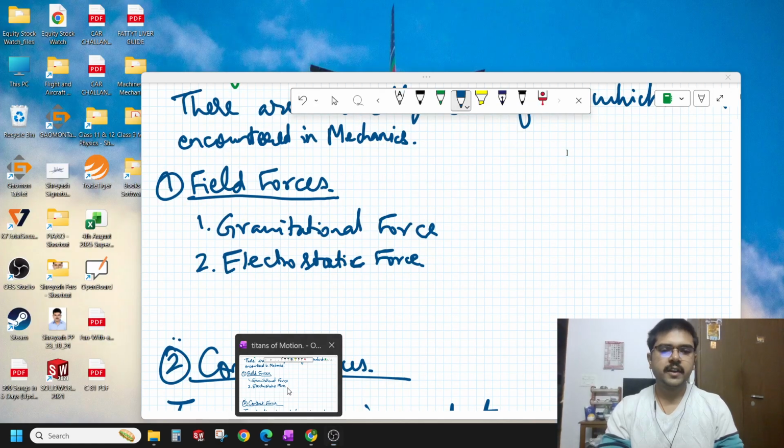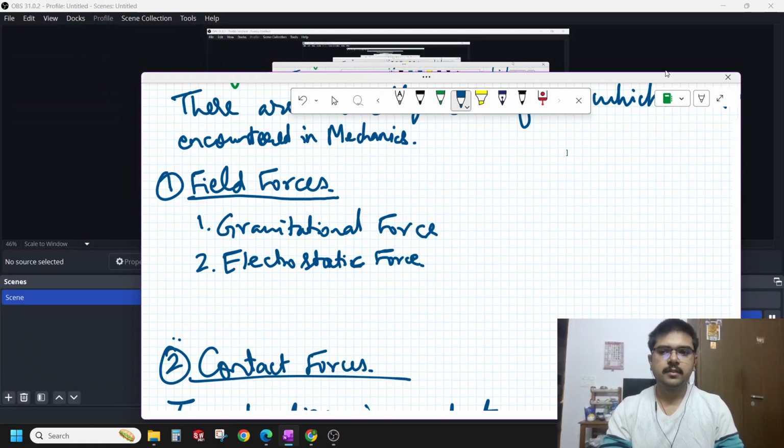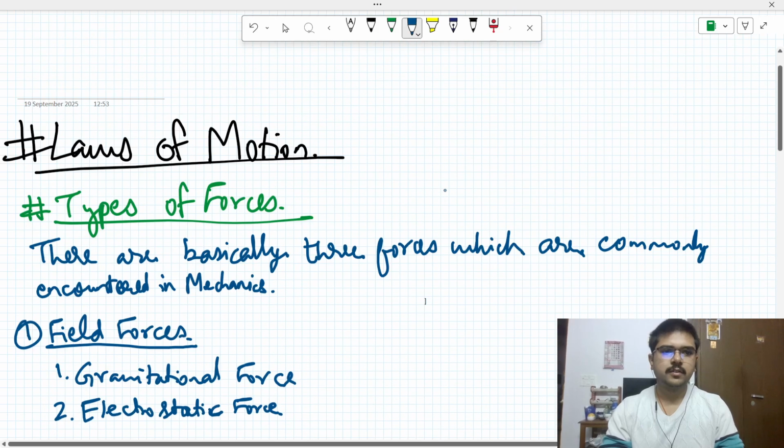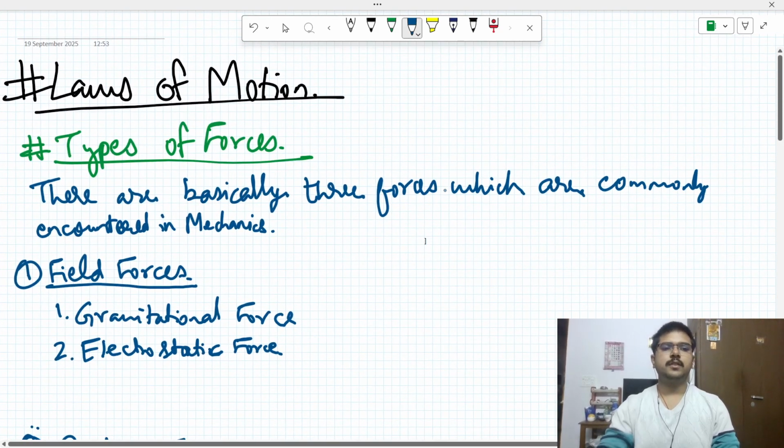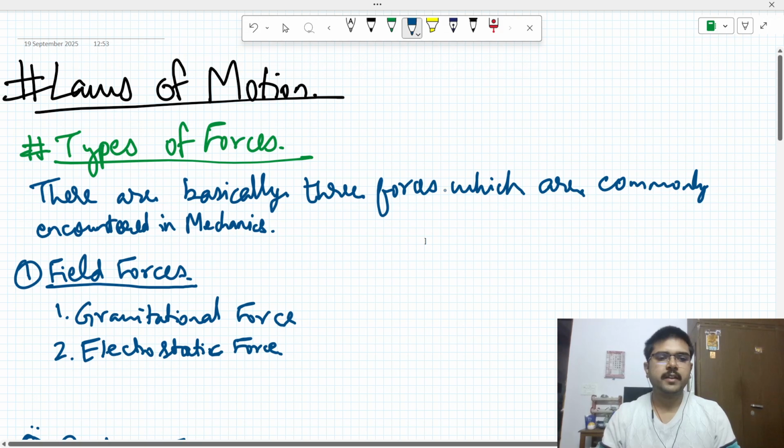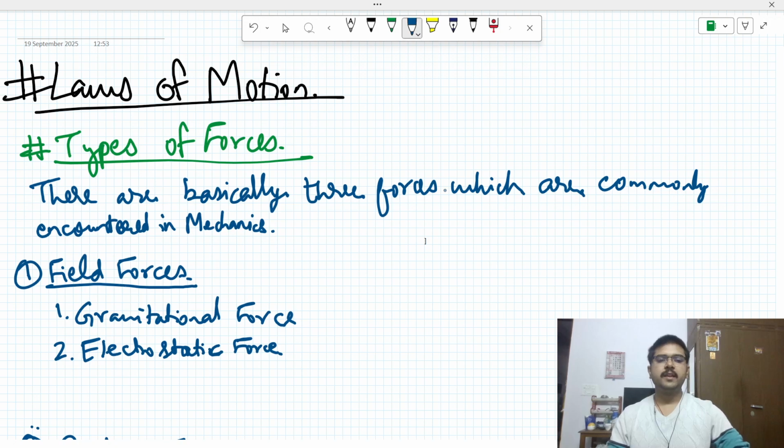In today's lecture we are going to study a new chapter which is laws of motion. So the first topic in this chapter is types of forces. There are basically three types of forces which are commonly encountered in mechanics.